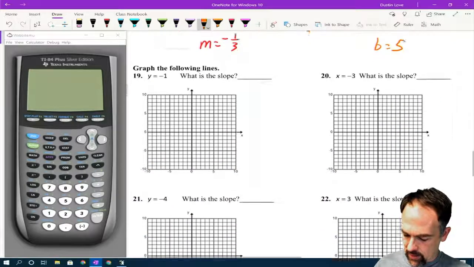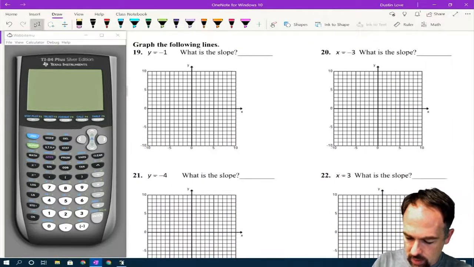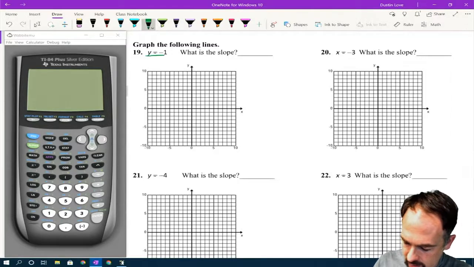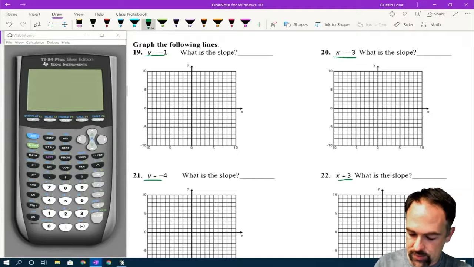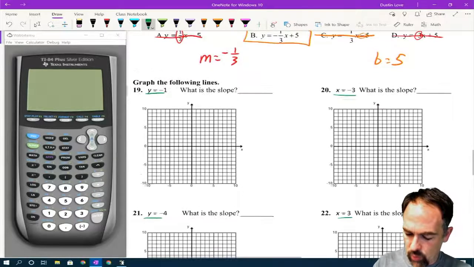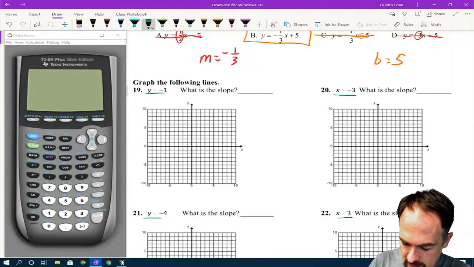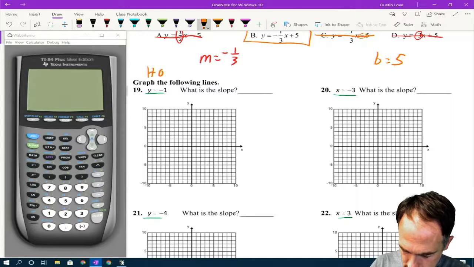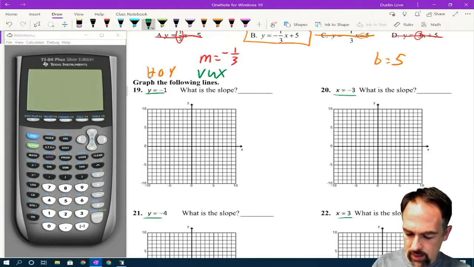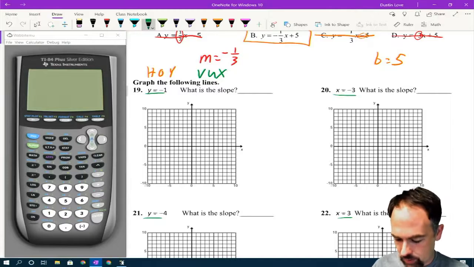Okay, now this section, notice how all of my lines have just y equals and x equals with no extra variables in them. This is where we're talking about horizontal and vertical. That's what we did in our notes, hoi vux. Horizontal lines have a 0 slope and y equals. Vertical lines have an undefined slope, x equals.